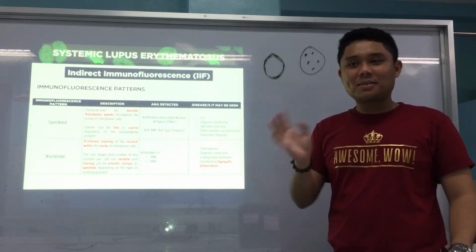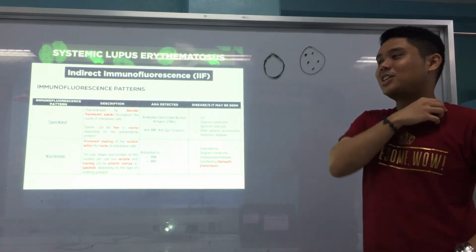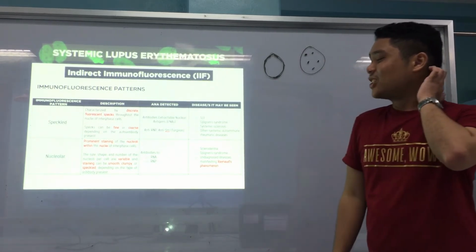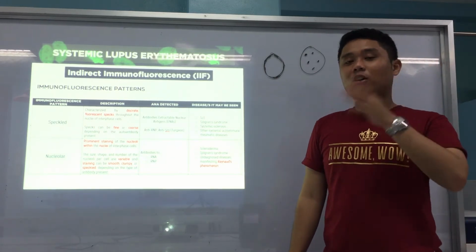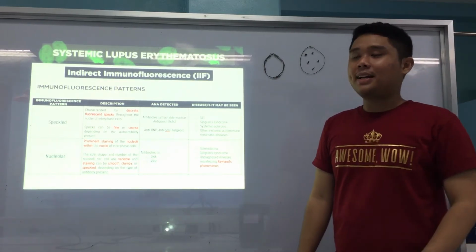And the specks can be fine, meaning smooth in appearance, or coarse, meaning medyo rough in appearance. So, smooth or rough? Okay, alright. So, it is fine or coarse, depending on the autoantibody present.